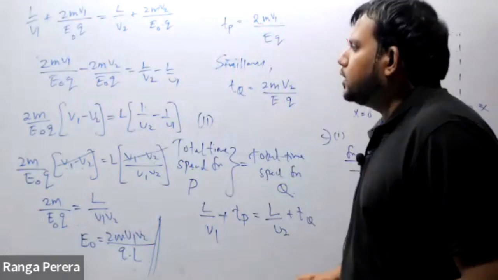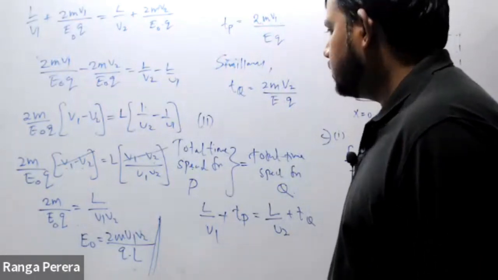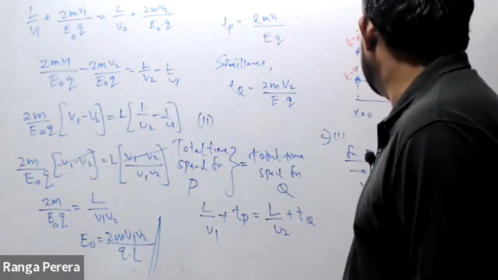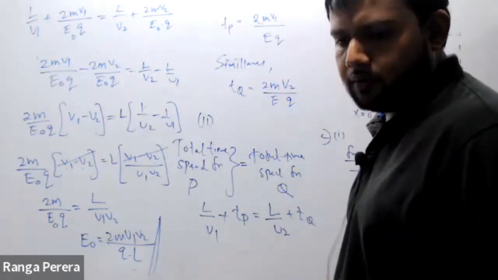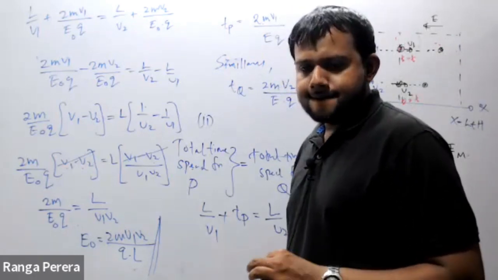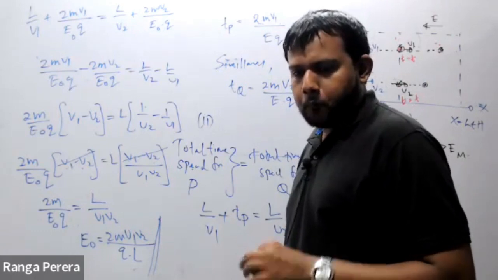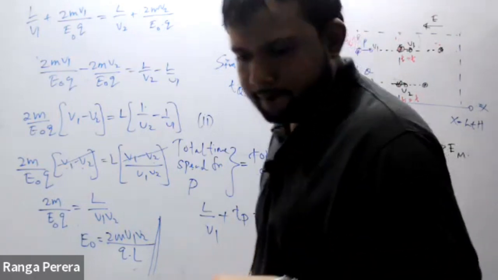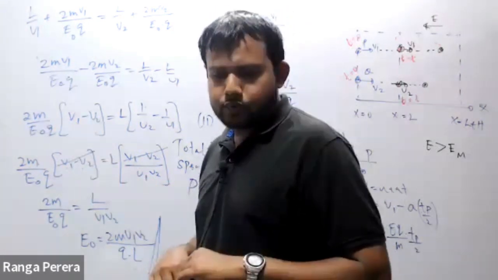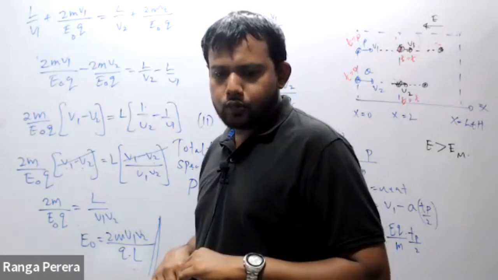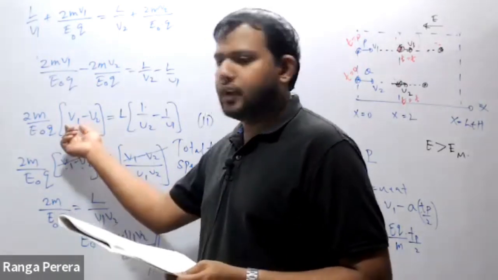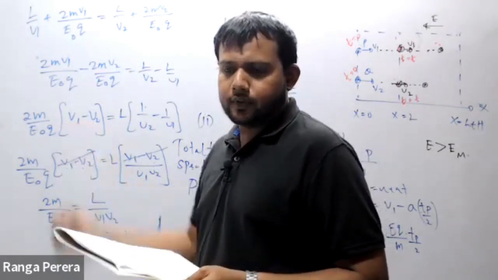V2 minus V1. Yeah, V2 minus V1. We don't have V2 minus V1. We have V1 minus V2. It is V1 and it is V2. This is V1, this is V2, not V2 minus V1.